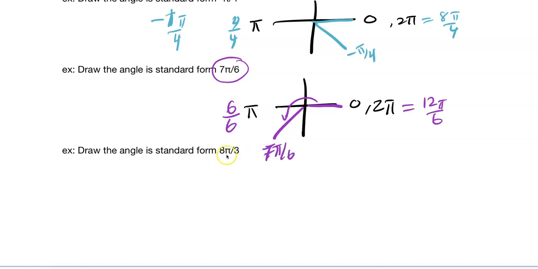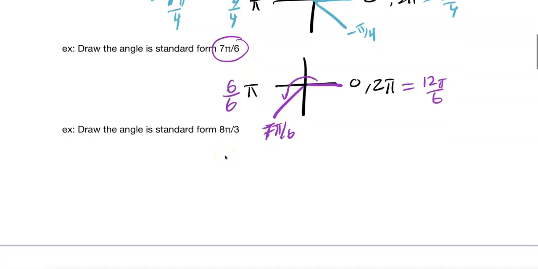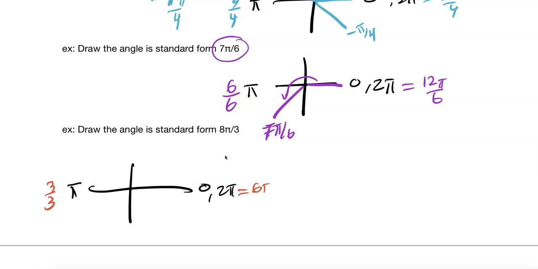And then right here, we want 8 pi over 3. We're gonna do the exact same thing. So here's 0, here's 0 pi, here's 2 pi. So 8 pi over 3, let's go. This is 3 pi over 3. This is 6 pi over 3.